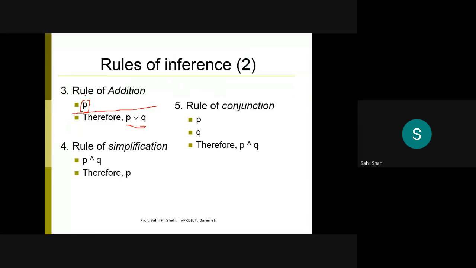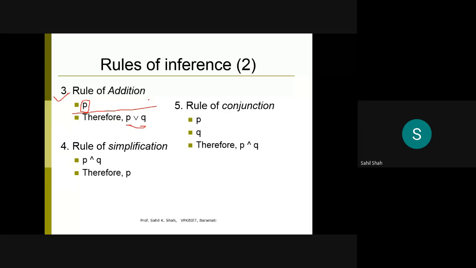So this is something new. This law is known as rule of addition. If we are given a single premise P, the conclusion would be P disjuncted with some other proposition Q. I hope this is making sense. Let us have an example.